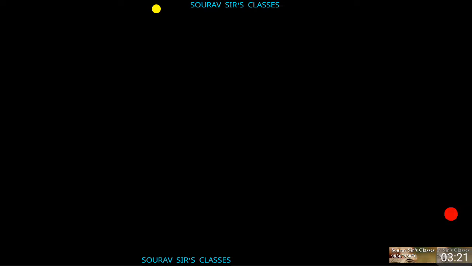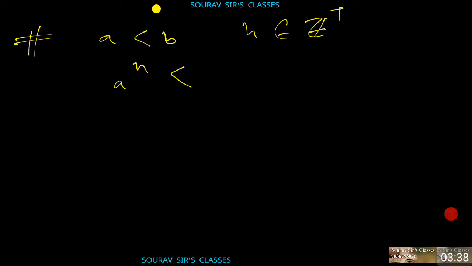Now students, this is a very important trick again. If a and b are any real numbers such that a is less than b and n is any positive integer, then a to the power n is always less than or equal to b to the power n, and a to the power minus n is always greater than b to the power minus n. This we did in the previous inequality, as when the numbers get inverted, the sign also changes.